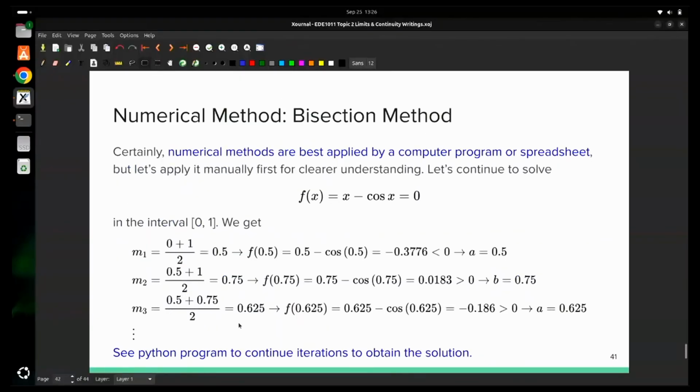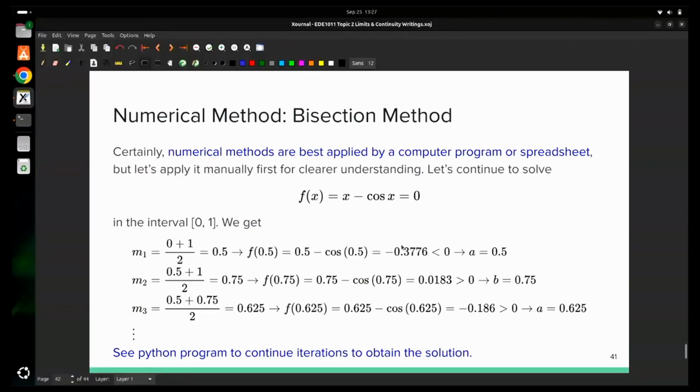Okay, so I'm going to just show you some manual computations before I show you the program, for ease of understanding. So let's continue to solve this: x minus cosine x equals 0 in the interval [0, 1]. So you see what practically we do is we just calculate the midpoint. 0 plus 1 over 2 gets 0.5. F of 0.5, so sub into the formula, 0.5 minus cosine 0.5, then you get a negative number.